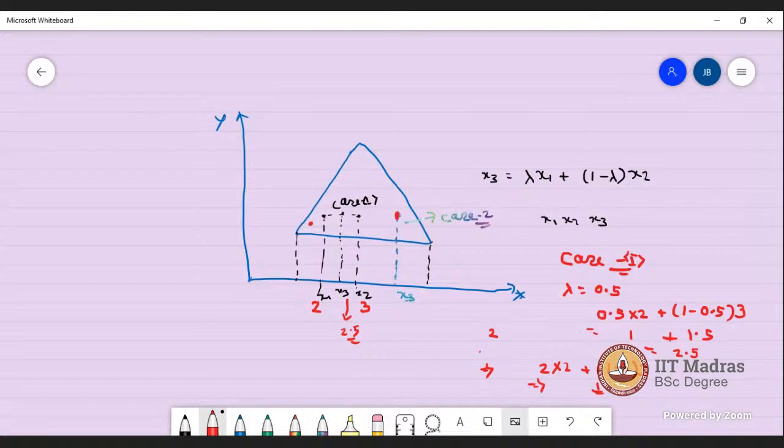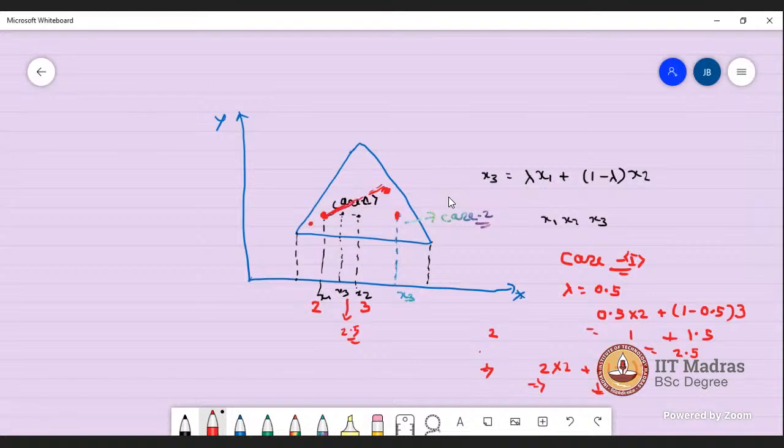Are you getting my point? Okay. So the definition says that if you take any 2 points, and if you take a lambda value between 0 and 1, graphically it means that if we take any 2 points, then all the points in between these 2 points should lie in this set only.